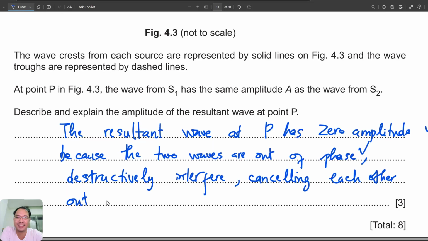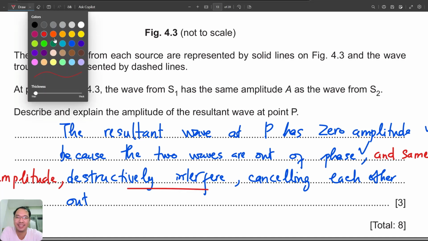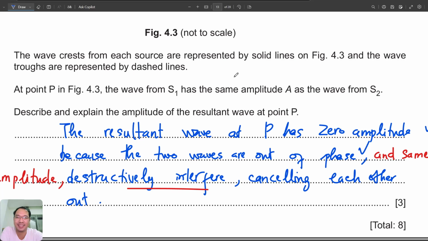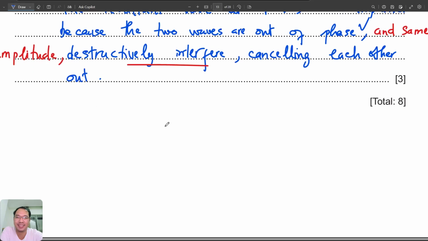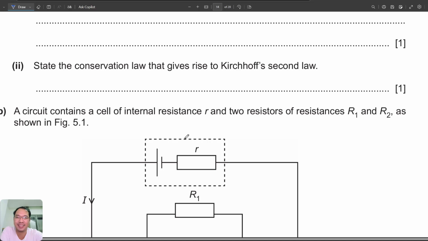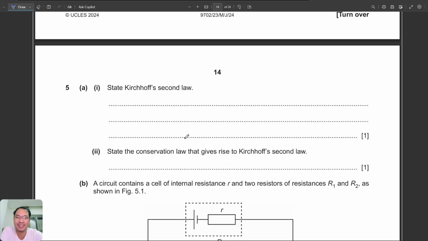Cancel each other out. Out of phase and same amplitude. We need to add the words 'and same amplitude' here. So they interfere with each other destructively there, to cancel each other out completely and result in zero amplitude. Okay, the next one is about electricity. I'll do that one later.